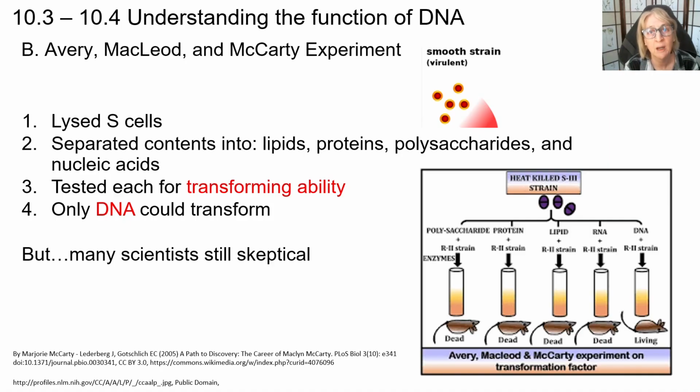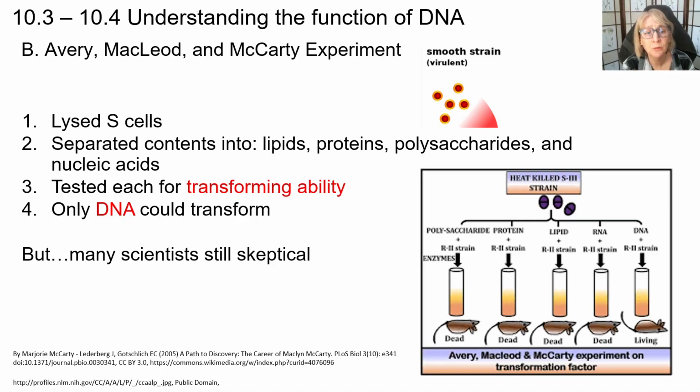We separate things out by mass in a centrifuge, and so they separated out all of the different biological molecules, and then they exposed them to rough bacteria to see which one transformed. Only DNA could cause transformation. They wrote a paper, published it, and were like, DNA is the transforming factor, and almost no one believed them. This is a very clear experiment with very few variables.